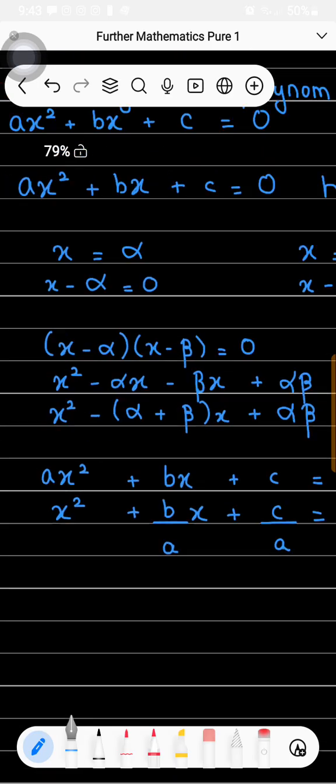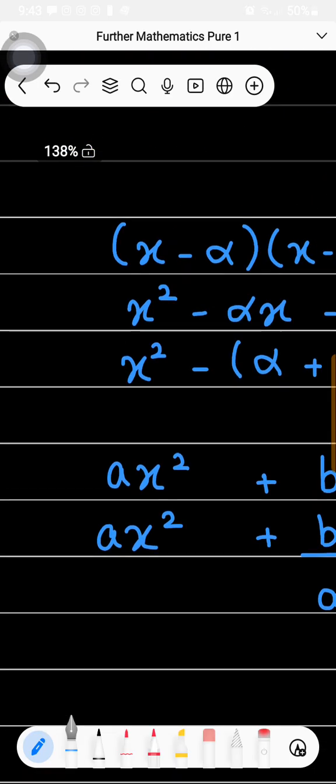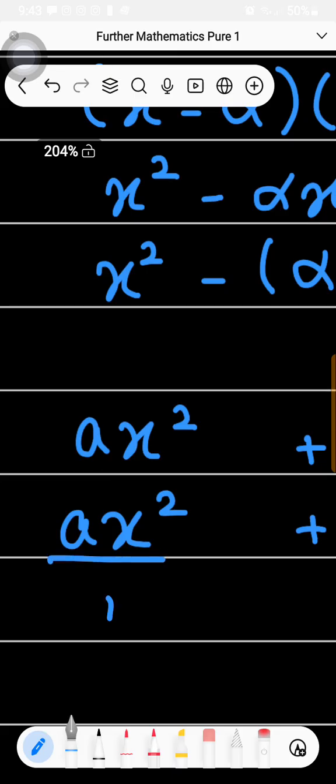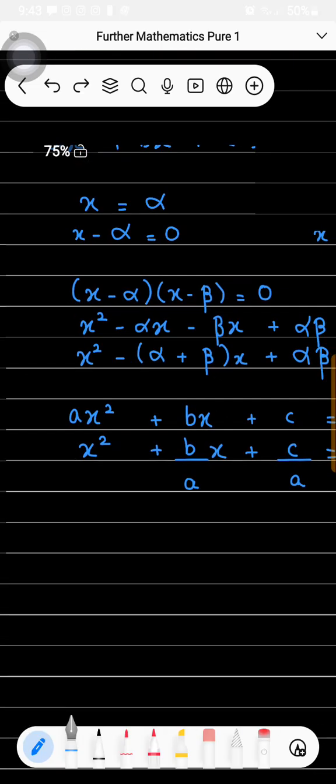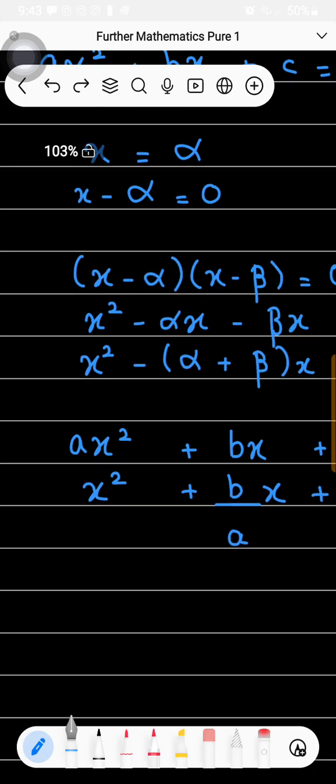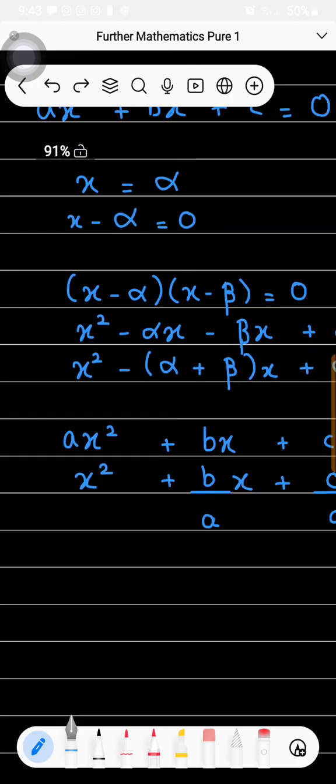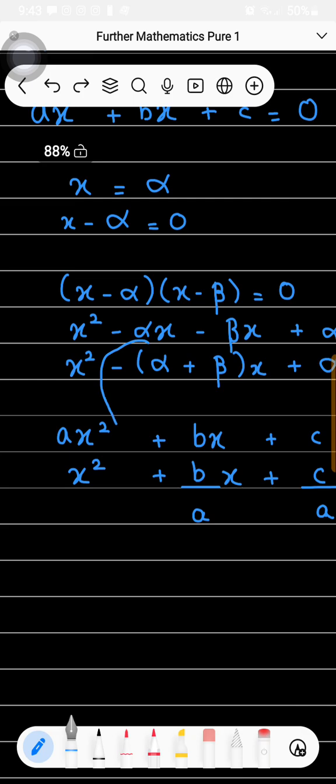Okay, this was like this. We divided the complete equation by a, so it also got divided by a, and this a got cancelled. So that's why we have this form. Now we will compare that x square is equal to x square. Okay, and then we compare negative alpha plus beta x equal to b upon ax.